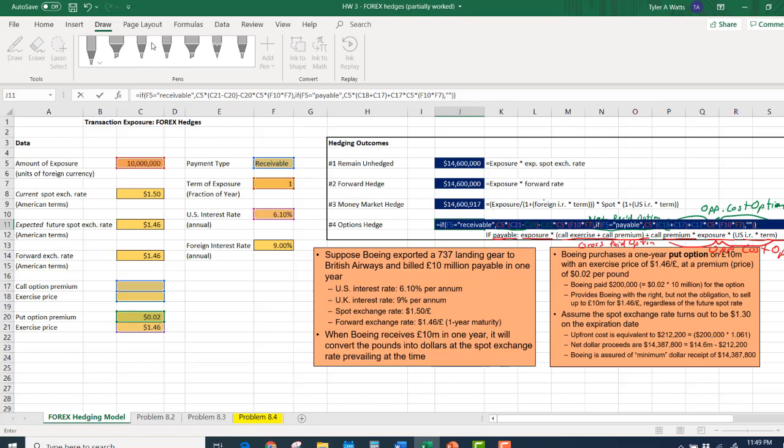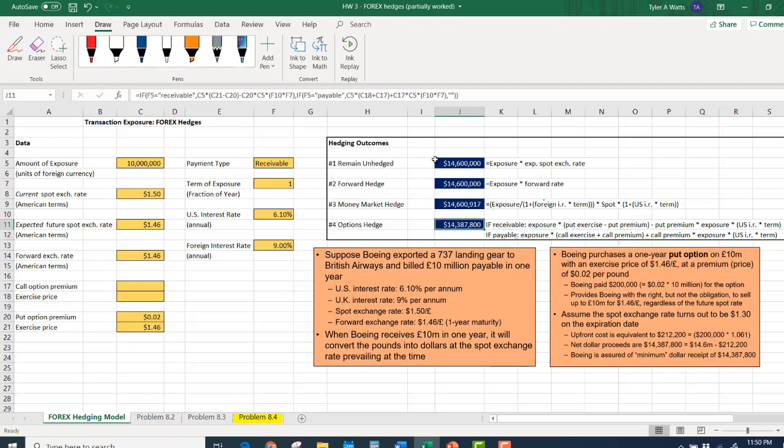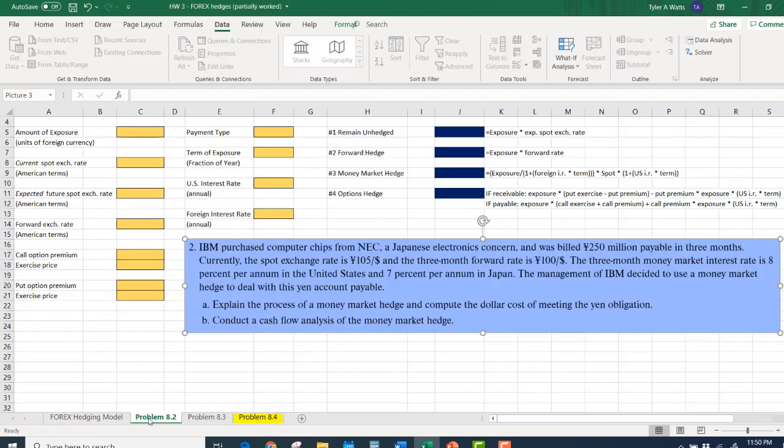If you get stuck on this, just pause the video and take a look at what I have up here in the formula bar or in the cell. Press enter. Now we've worked out every possible scenario, and we can say which scenario leaves us in the best position, and here it's going to be the money market hedge, just by a hair. It comes out a little bit better than the forward hedge or remaining unhedged.